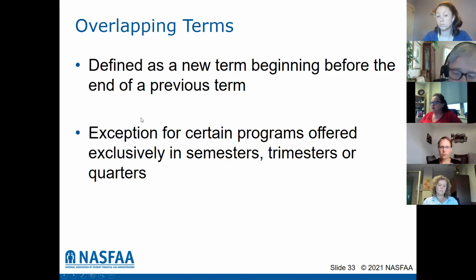Now, overlapping term, this is going to be a non-standard term. Overlapping terms are defined as a new term beginning before the end of the previous term. So this would be if you're in a program where classes will start at one point and they're not over yet, and another set of classes are starting, you're overlapping your enrollment. There are exceptions for certain programs offered exclusively in semesters, trimesters, or quarters.